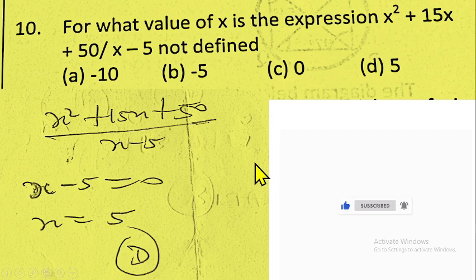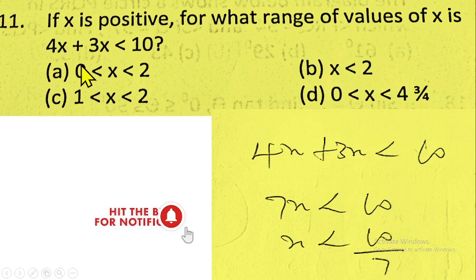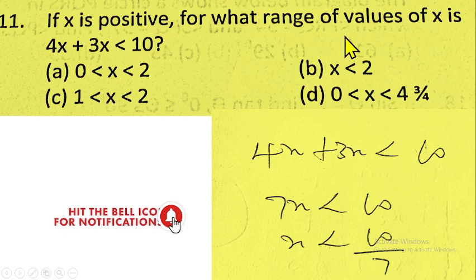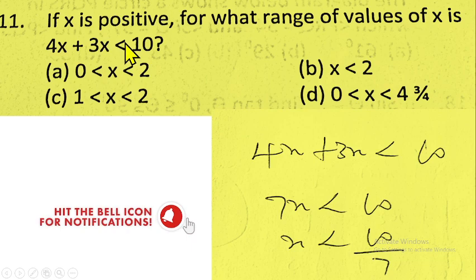Question number 11 is on inequalities, but there's a slight mistake in the question. If x is positive, for what range of values of x is 4x plus 3x less than 10? None of the options here look like what you're having here, but nevertheless, we just solve it on our own. 4x plus 3x will give us 7x less than 10. You can divide both sides by 7 to give us the range of values of x, but none of the options here is correct. So I think there's a mistake in the question.